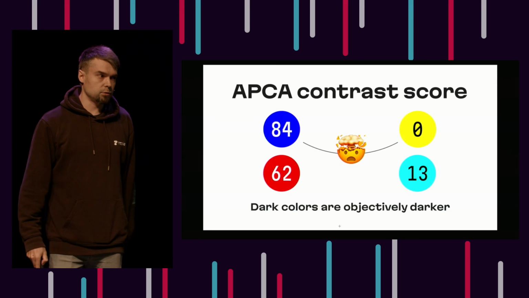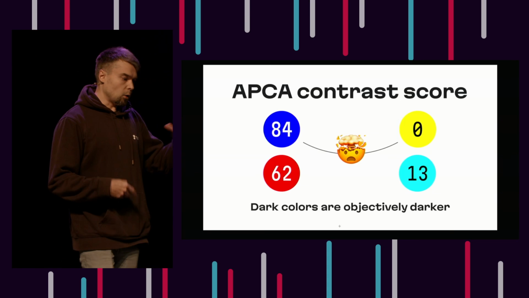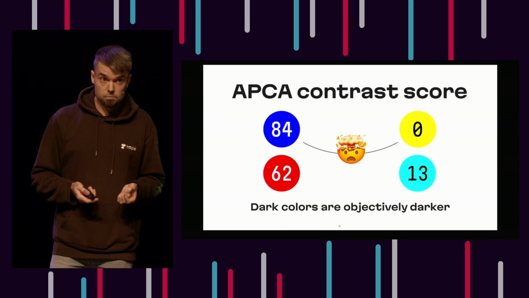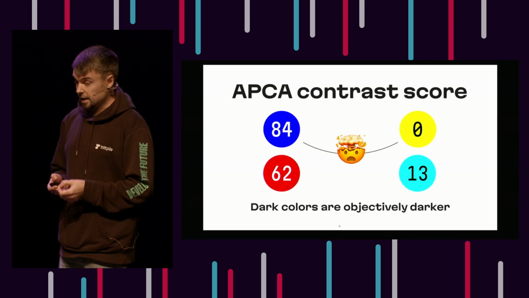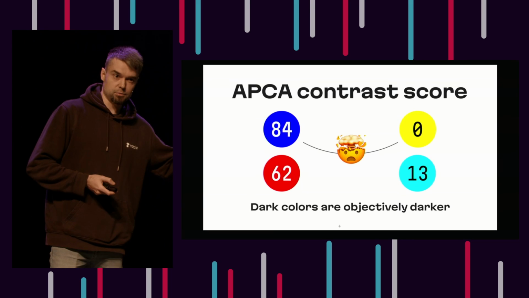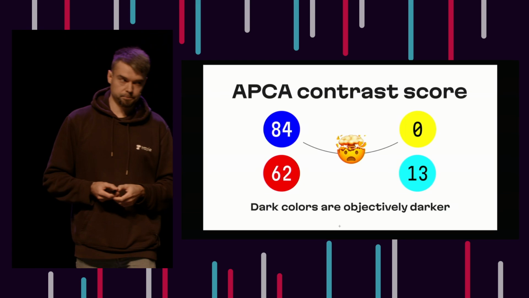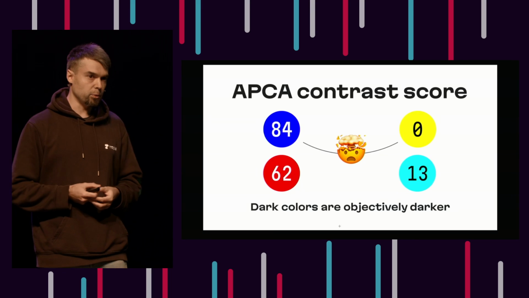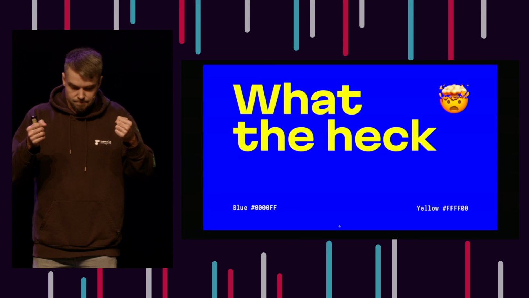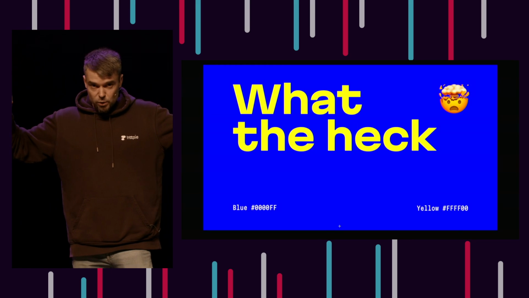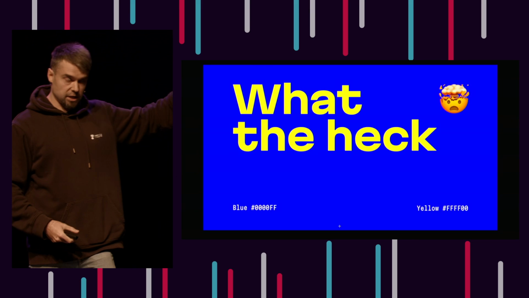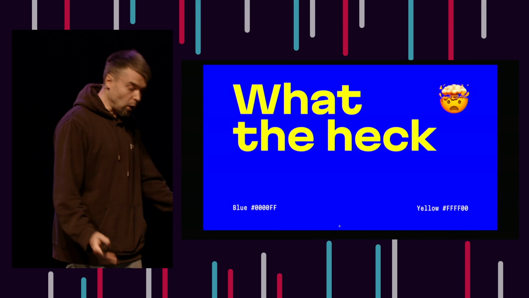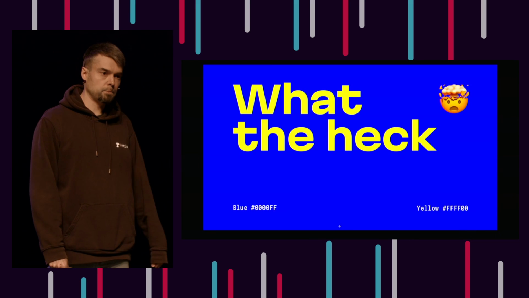Back then, I knew nothing about accessibility, about contrast calculators, and I could only trust my own eyes. But today, I can quantitatively prove that blue is the darkest color of the spectrum, and yellow is the lightest one. Here you can see the contrast score calculated with the APCA formula. And this difference is so huge that we can easily read yellow text on top of a blue background. But why? Why is blue so much darker than yellow?